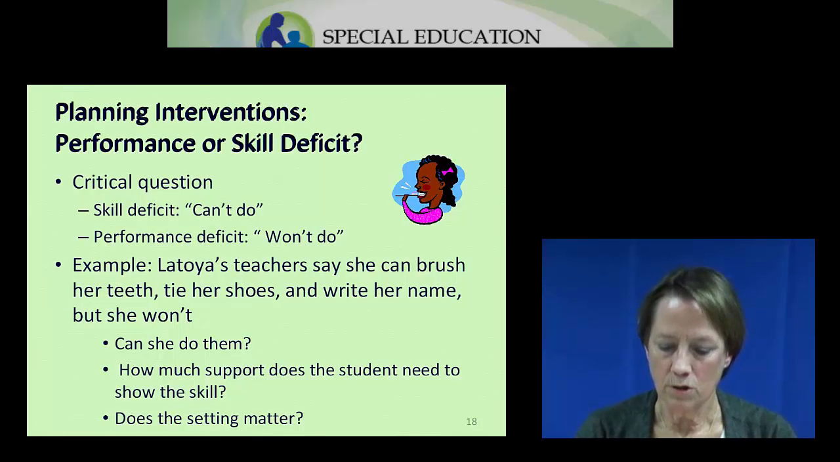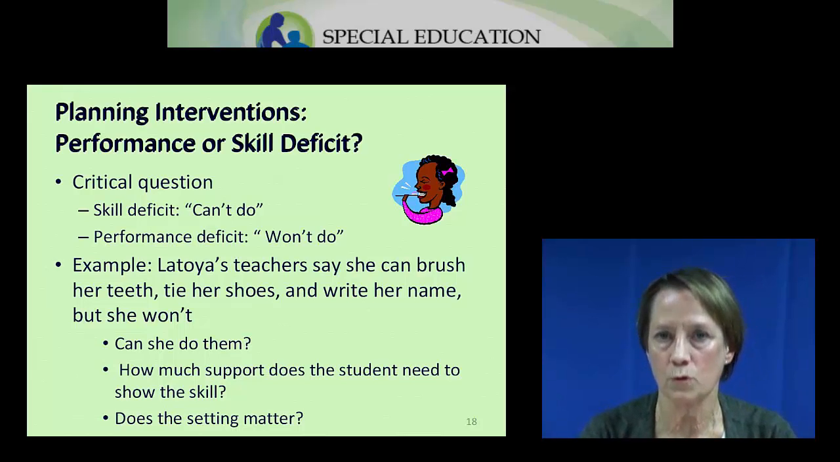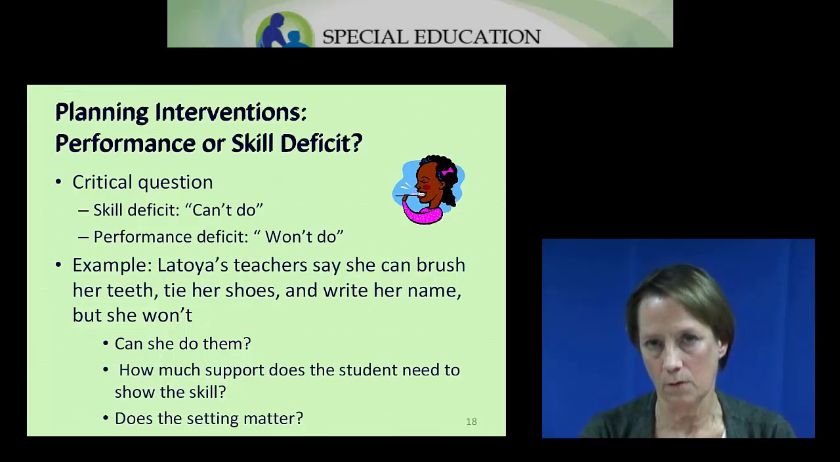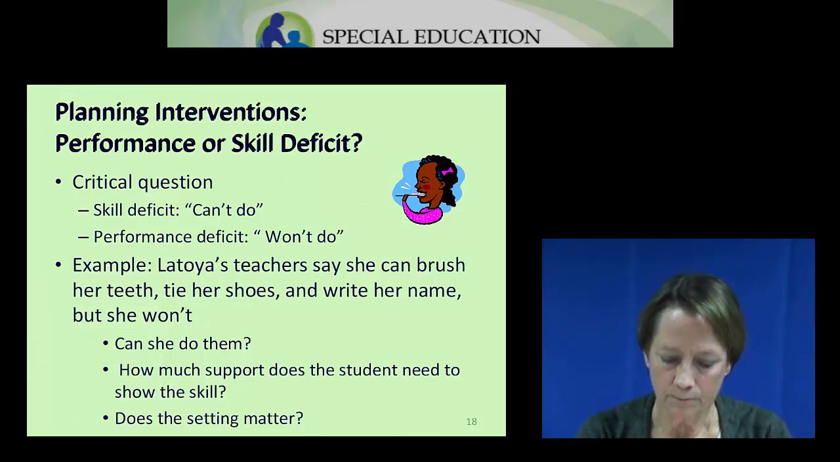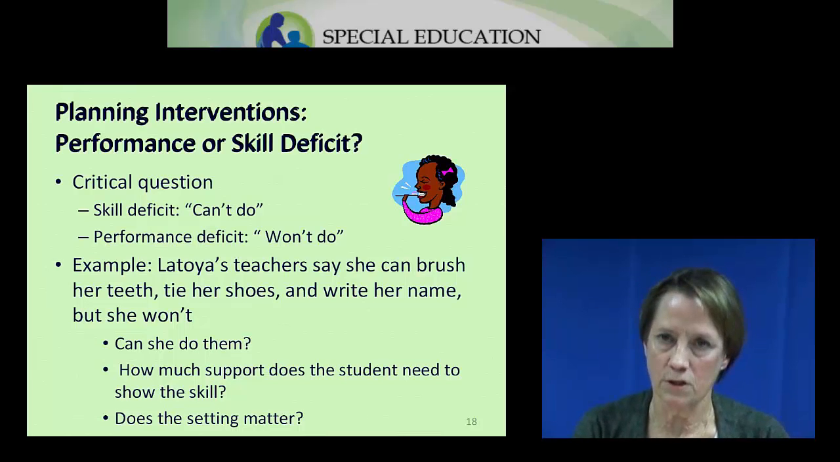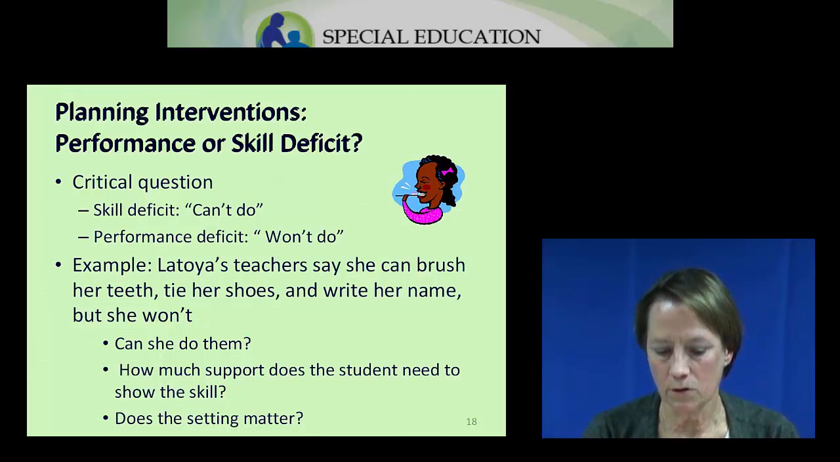Another important consideration in setting goals is whether we're looking at what we call a skill deficit or a performance deficit. A skill deficit is when a student can't do what we're asking them to do. And a performance deficit is when the student won't do it. We think the student has the ability, but for some reason isn't carrying out the activity. So for example, LaToya's teachers think that she can brush her teeth and she can do these other tasks, but she's not doing them. So what we want to do is really carefully look at LaToya's behavior.